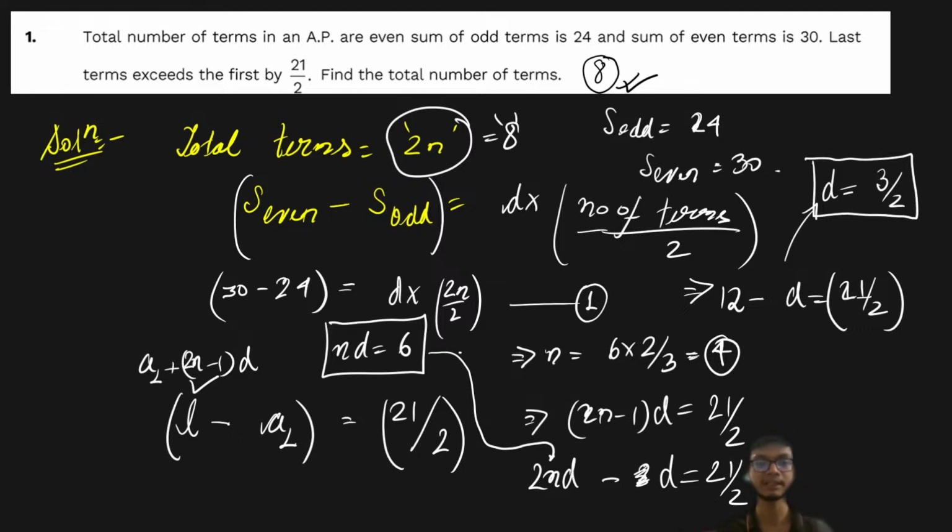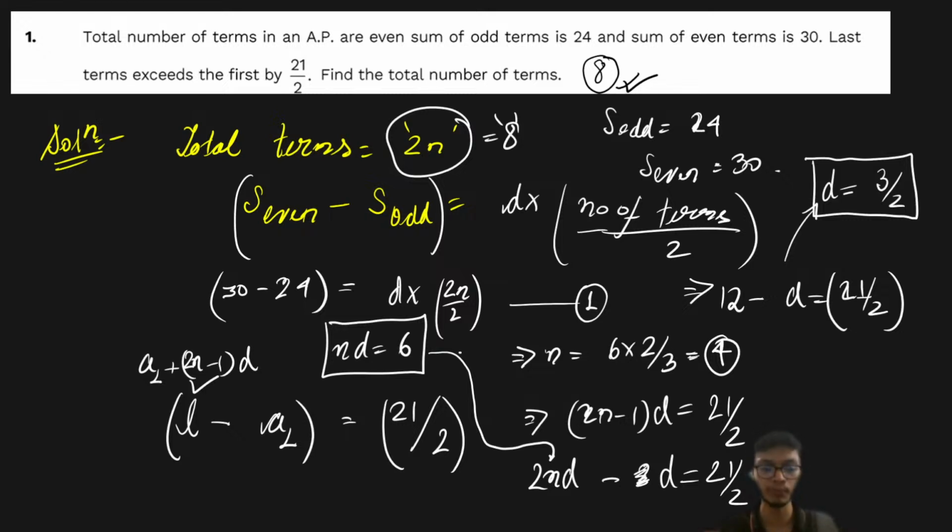Right, very simple problem. Just the language was quite complicated. It says you have to find the total number of terms in an AP such that the sum of the odd terms is 24 and the sum of the even terms is 30. The last term exceeds the first term by 21 by 2, and then you have to find the total number of terms present in the given AP. So with this I get the entire question.